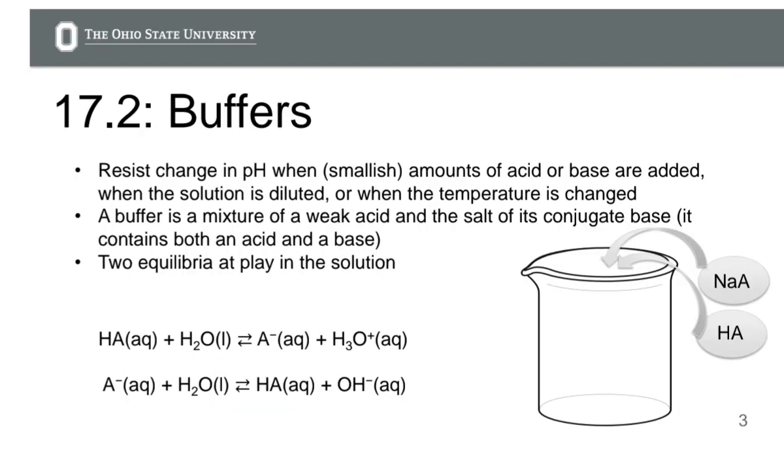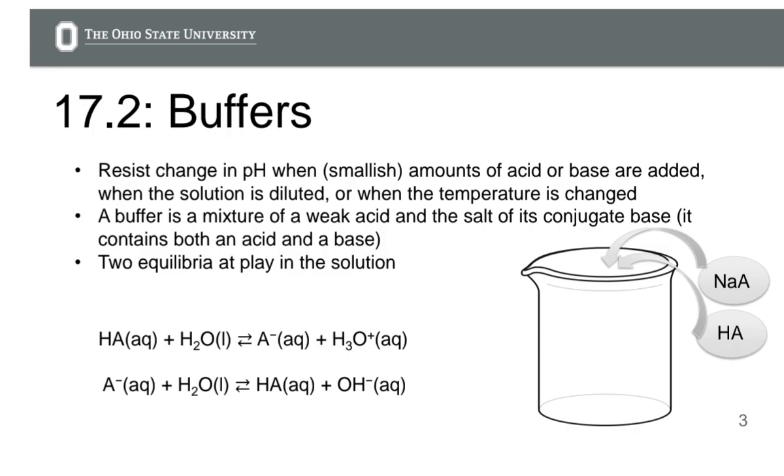Buffers. So buffers, you've probably seen buffers in different courses. The way that we form a buffer is by creating a solution of a weak acid and its conjugate base, so the HF and the F minus. Okay? And then we have two equilibria that are in play, right? And we'll talk about that.